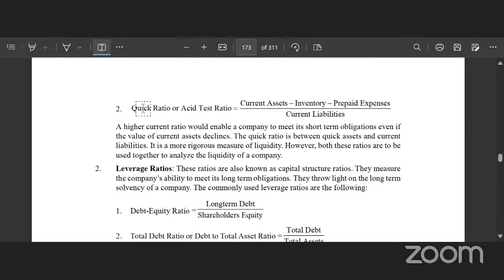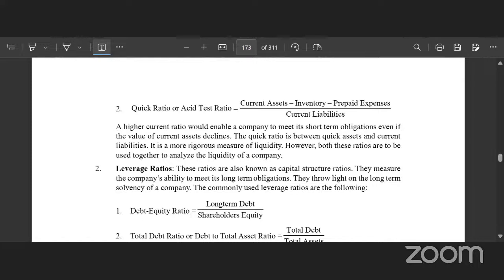So when we talk about the second ratio, quick ratio or acid test ratio, right? The current assets we have discussed are inventory, cash, marketable securities, receivables. Well, then if you subtract inventory and prepaid expenses, you'll get the quick ratio or acid test ratio. So 1:1 is ideal because you're not taking inventory and prepaid expenses. So 1:1 would be ideal.